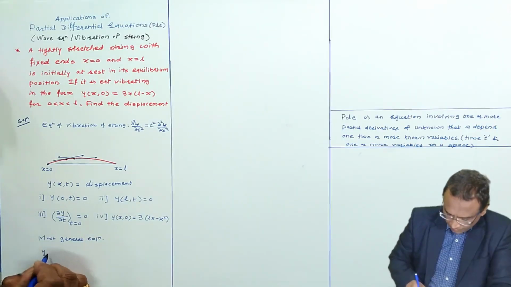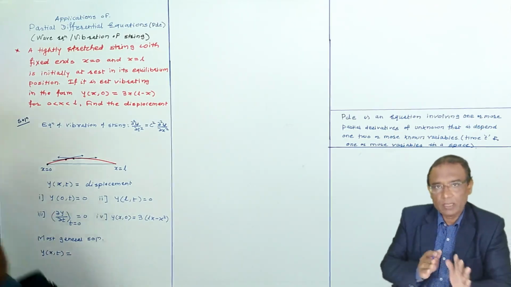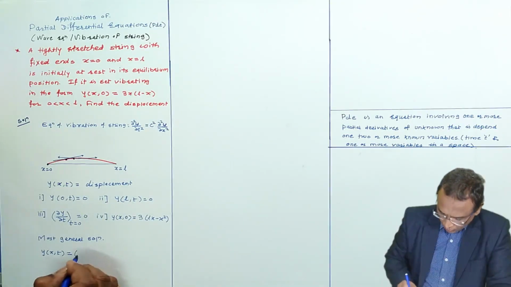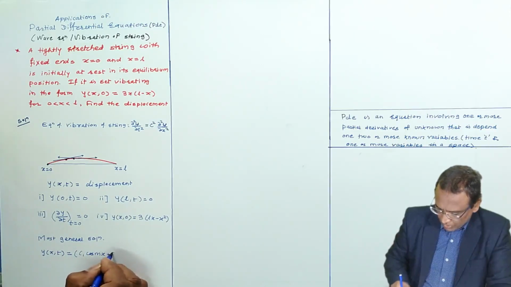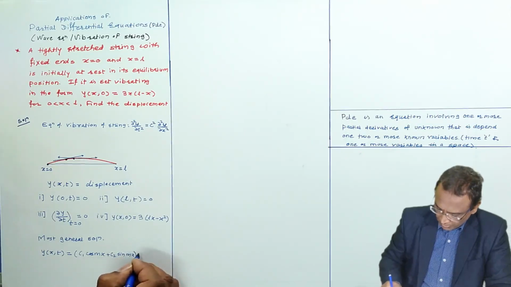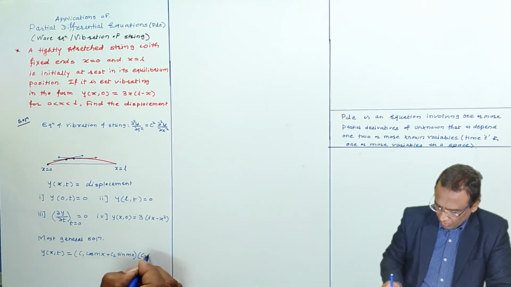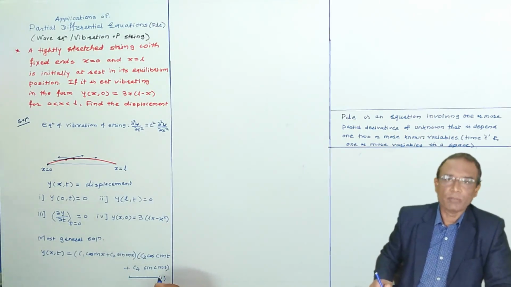What is the most general solution? The y of x, t. Y is a function of x and t, t is time and x is the displacement. What is the solution? C1 cos of mx plus C2 sin of mx, multiplied by C3 cos of C into m into t plus C4 sin of C into m into t. Okay, this is our equation 1. This is the most general solution. I am calling this equation 1.